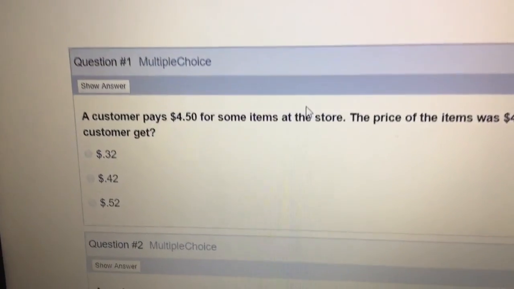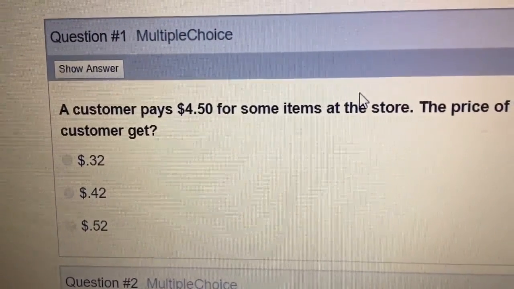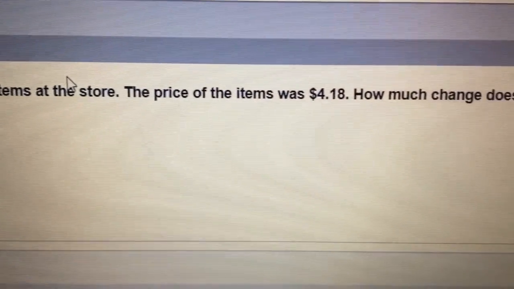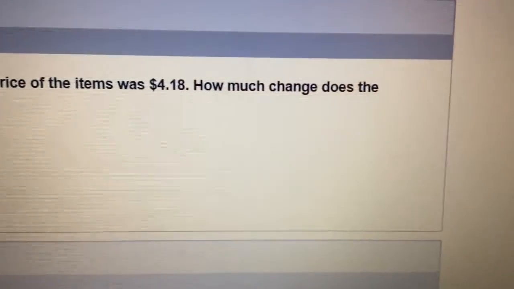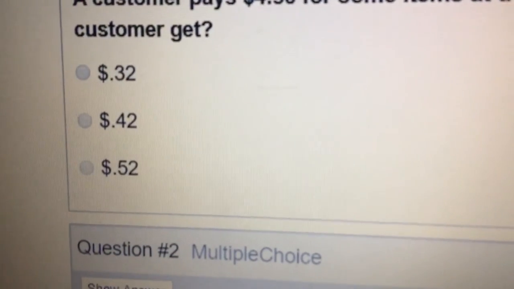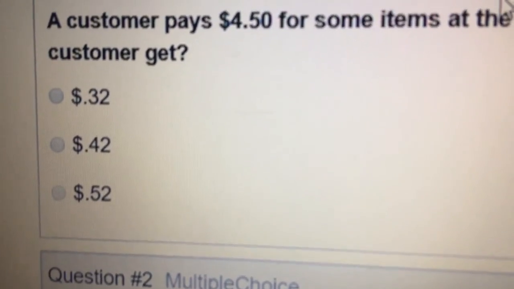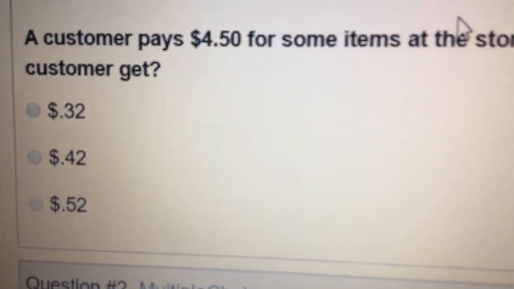And question number 1: a customer pays $4.50 for items at the store. The price of the items was $4.18. How much change does the customer get back? 32 cents, 42 cents, or 52 cents? You're going to need to use scrap paper and figure that out.